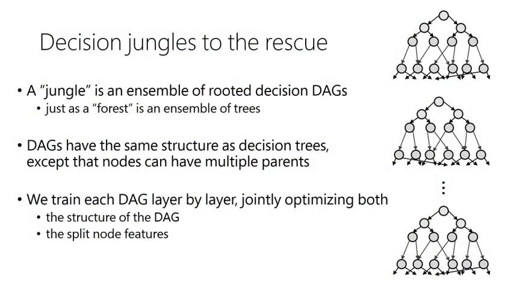So what we were really focusing on in this work is, how do we avoid this exponential growth with depth? What can we do to avoid that? The solution we hit on was the use of decision DAGs. A jungle, as I'm calling it here, is really just a fun name for an ensemble of such decision DAGs. Now, a decision DAG is exactly the same as a decision tree, except that each node, apart from the root node, can potentially have multiple parents.